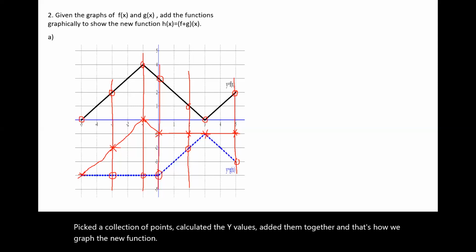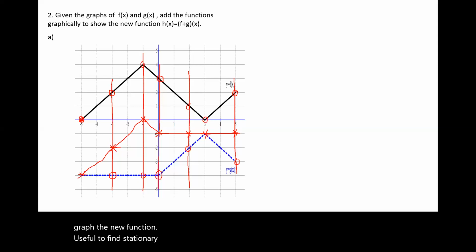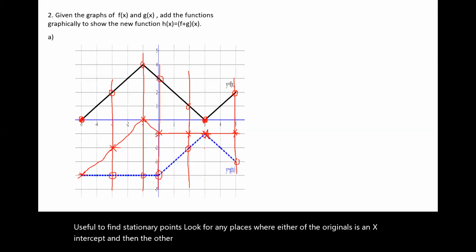Useful is to find stationary points. Look for any places where either of the originals is an x-intercept, and then the other point does not move.